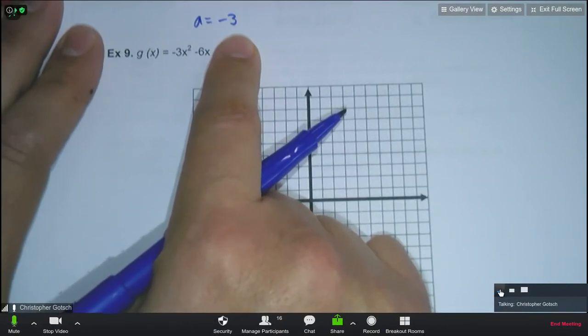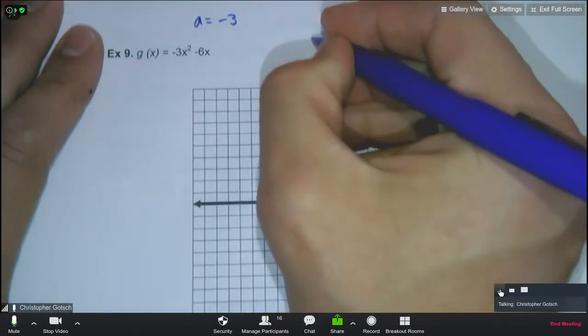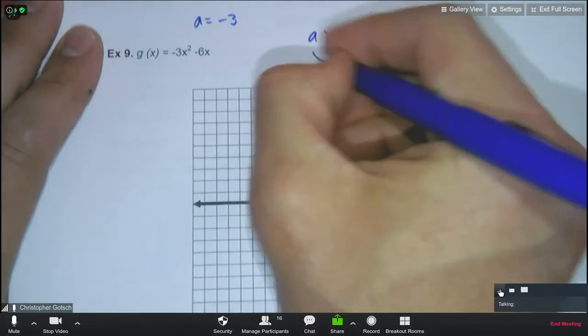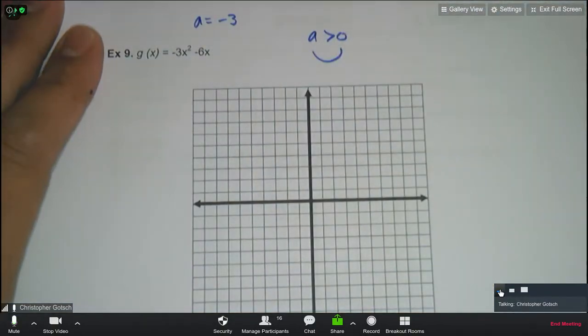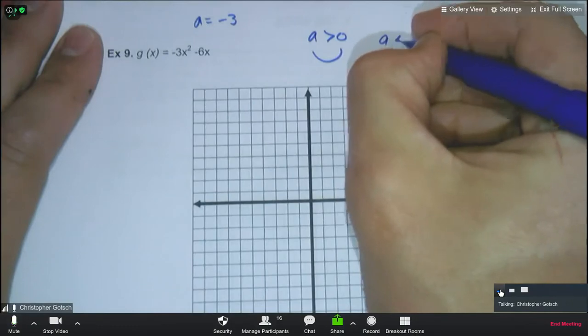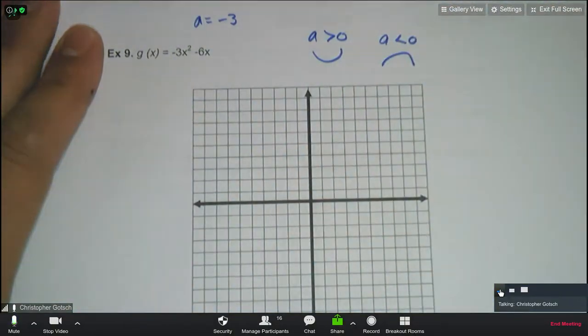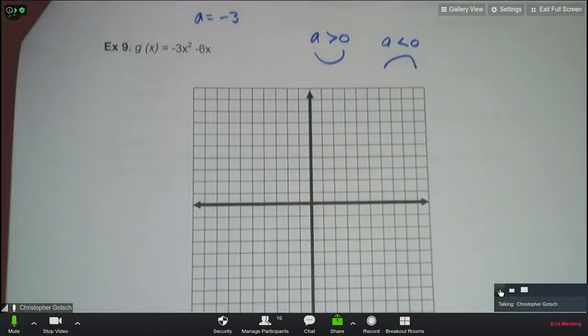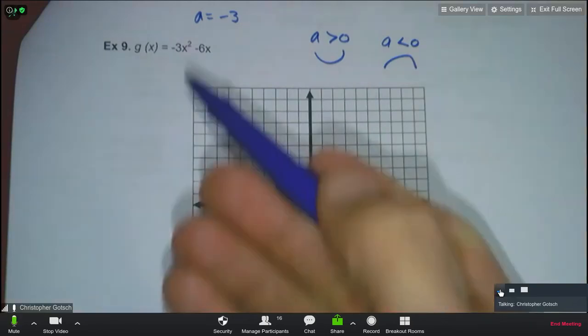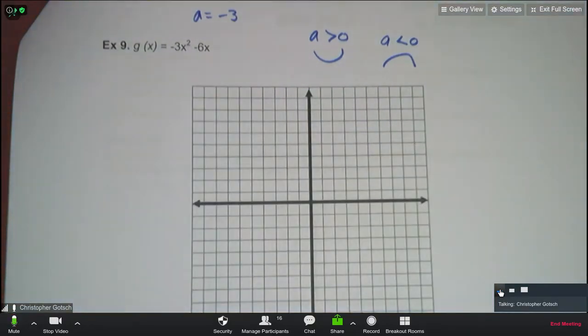If it's a positive, then it's a smiley face. And if it's a negative, like this one, I know it's a frowny face. That a value is the same a value that is in front of the transformational form. Same thing, it does the exact same thing. So I know because it's -3, this is a frowny face, and it's getting stretched by a factor of 3 vertically.